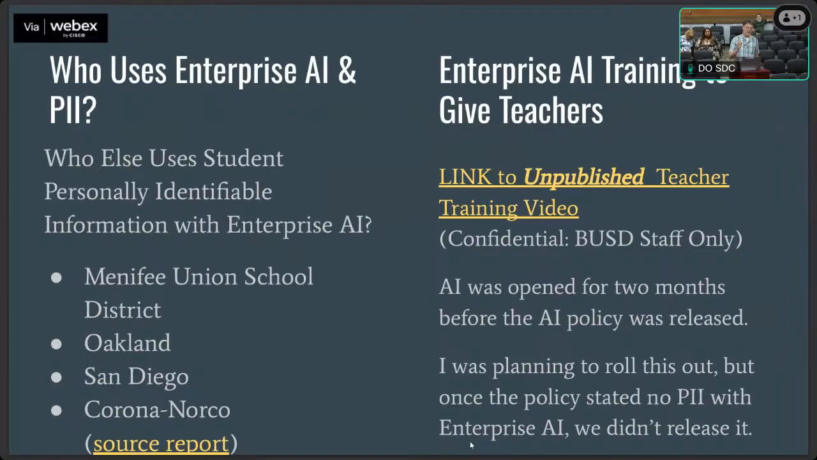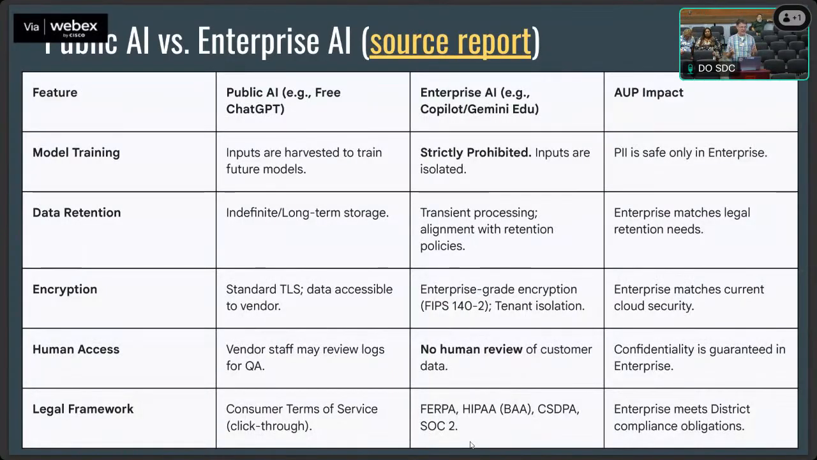Let me go to the next slide here. There's a difference between public AI and enterprise AI. Public AI, the inputs are harvested to train other models. Enterprise AI is strictly prohibited. Inputs are isolated. The PII, which is personally identifiable information of the students, is safe. It's like if you had a spreadsheet, the same spreadsheet we had of all the students' names and IDs of who needs supports. That's on the cloud. That's on our enterprise cloud of Google Drive and OneDrive. So it just doesn't make sense why we can't use an enterprise AI to do that.